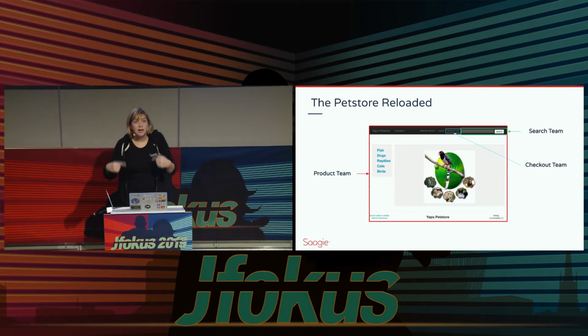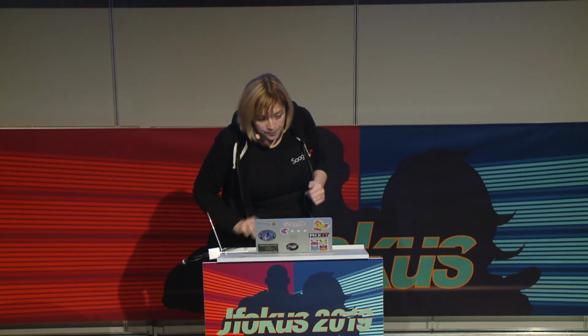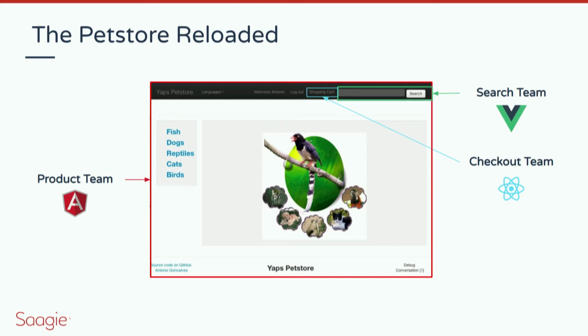And the other core behind Micro Frontend is that every team should be able to work with the stack they want, like we are doing for microservices, which means, in our example, that the product team perhaps wants to work in Angular, and the search team perhaps wants to work with Vue, and the checkout team with React, and it's fine. It's going to work.